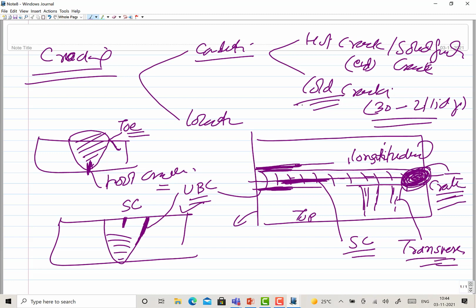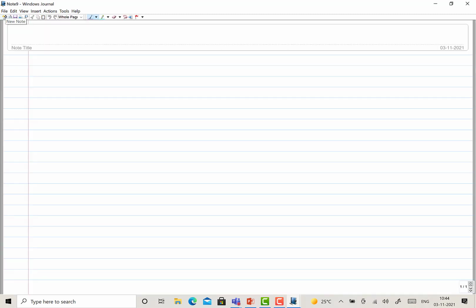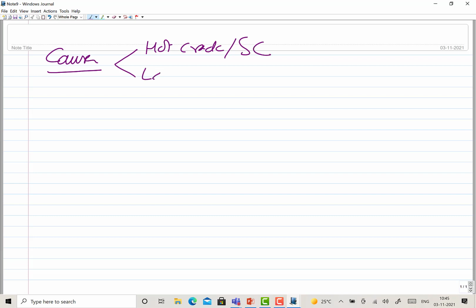As far as the cold crack is concerned, cold cracks are mostly developed in the heat affected zone, HAZ, and also in the weld. These can be transverse cracks, these can be longitudinal cracks, but these are mostly in the HAZ of steels or in the weld metal as well. Okay, so that was about the cracking. Now coming to the causes, I'll talk primarily about the two types of cracks: hot crack, or solidification crack, and cold crack.